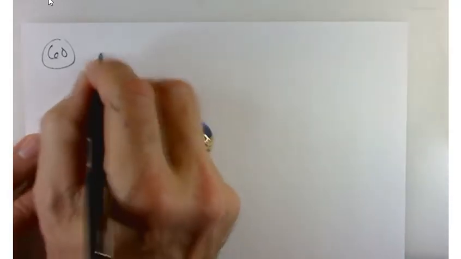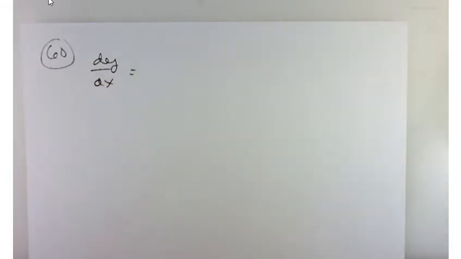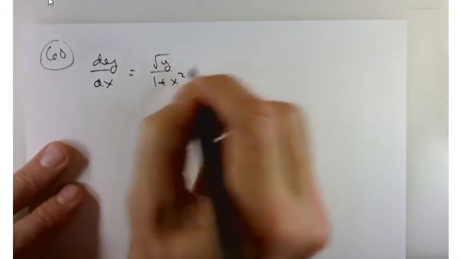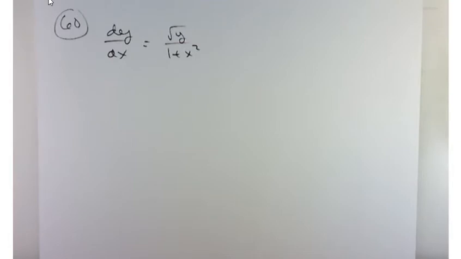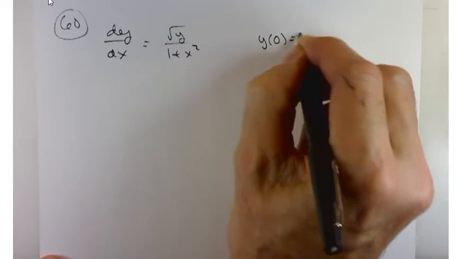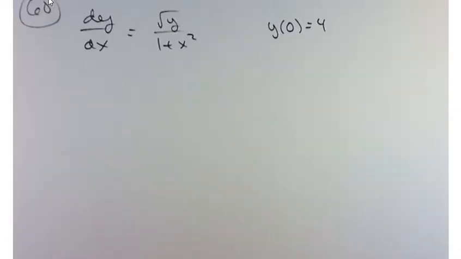All right, so last one here, number 60. dy/dx is equal to the square root of y over 1 plus x squared. And they give you a little bonus information here. That is y of 0 equals 4. We'll just keep that around for a while. It's going to be a little bit of work before we actually use that fact. But this is a differential equation.